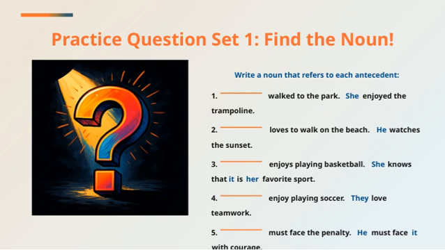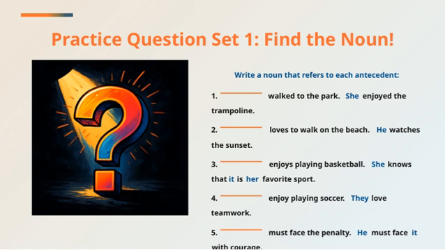Next, we have the sunset and watches, where he is the subject who loves to walk on the beach, showing how he connects to the sunset indirectly through the activity of walking and enjoying nature. Following that, trampoline and enjoyed highlight past experiences, with she walking to the park, another example of how antecedents help us understand who or what the pronouns refer to.